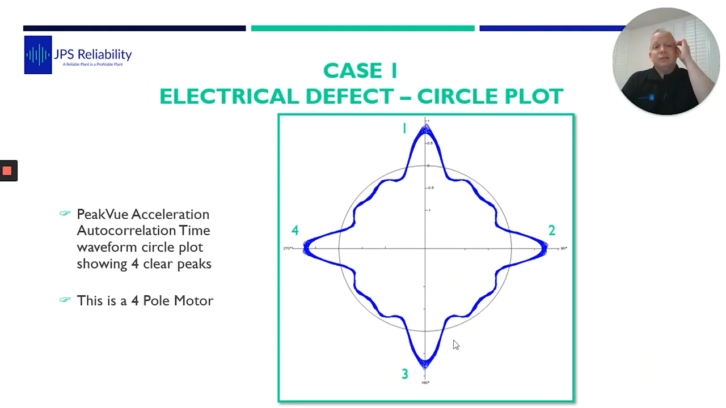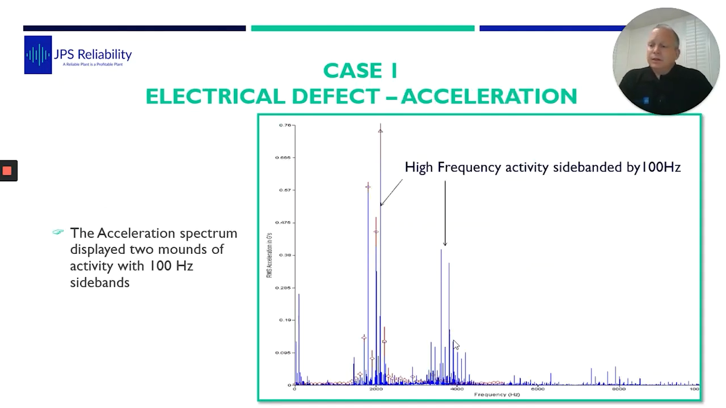To look at the data differently, we put in a circular plot. We ensured the RPM was spot on, 100%. In the circular plot, you could see that there are 4 pulses per rotation of the shaft. Coincidentally, it's a 4-pole motor. This is the acceleration data, where we have 2 mounds of activity, and this is sidebanded by 100 hertz.